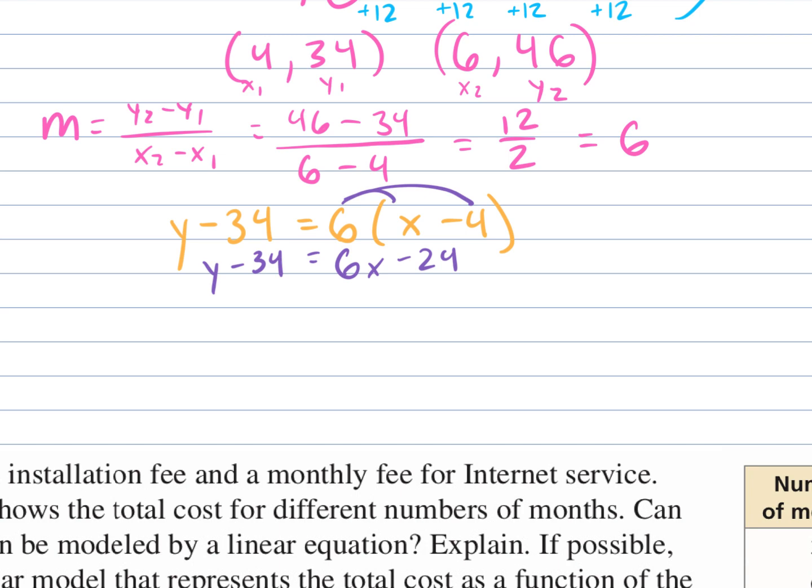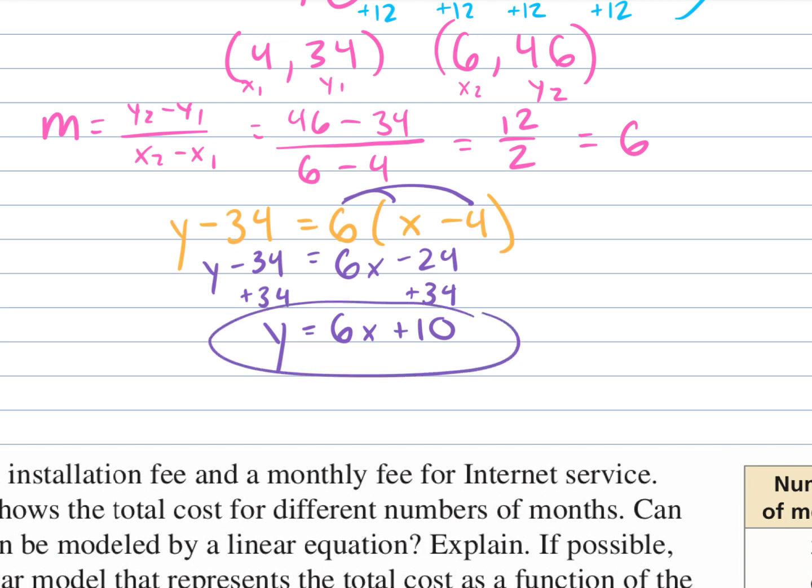Awesome. I got to get y all by itself. So since I'm subtracting 34, I add 34 to move it to the other side. So add 34, and I combine it with the 24 because those are like terms. So I have y is equal to 6x. What is negative 24 plus 34? 10. Positive 10. Awesome. So my equation is y equals 6x plus 10.